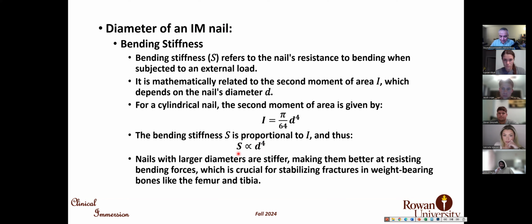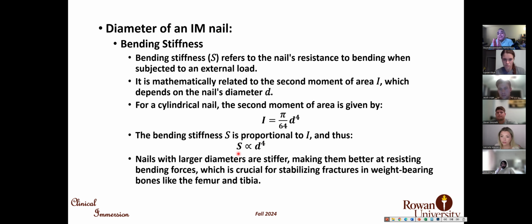It's 256. By increasing 1 millimeter in diameter, the bending stiffness changed from 81 to 256.